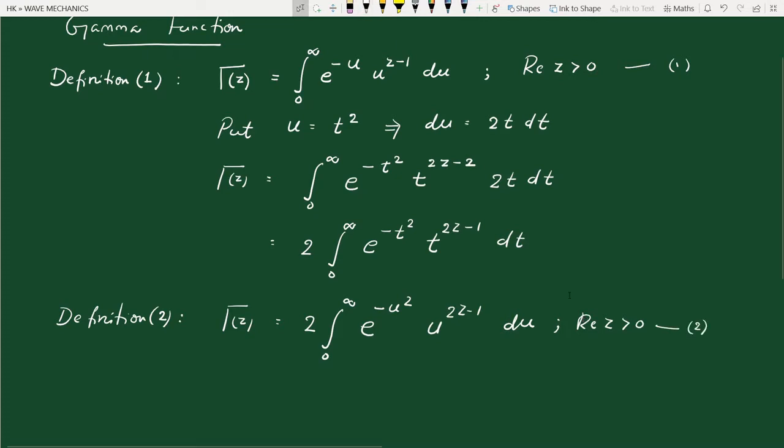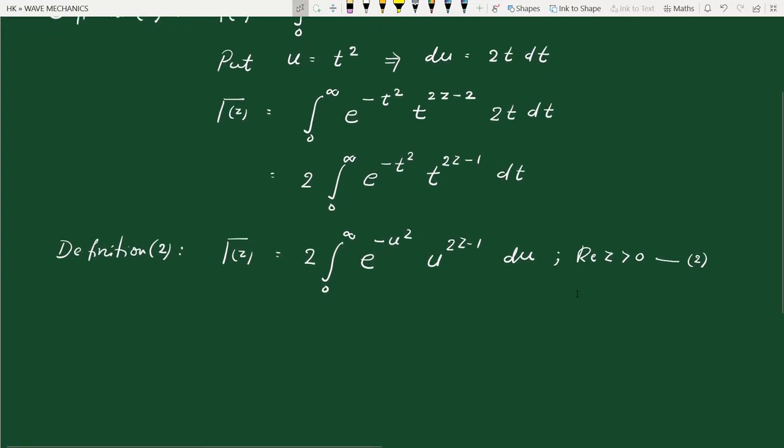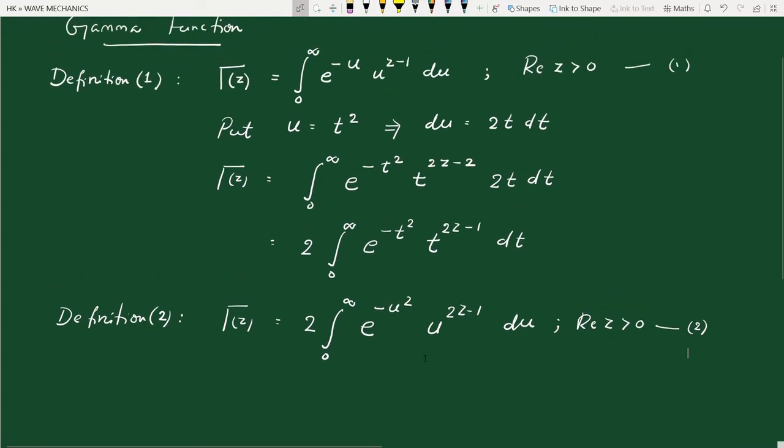So these are the two forms of gamma functions. Now you can see that in the second form, you have e raised to minus u square. This e raised to minus u square is a Gaussian function. It's there in the first form also, but when we do a change of variable, it becomes more evident. So it's very clear that this gamma function is defined in terms of integrals involving Gaussian functions.